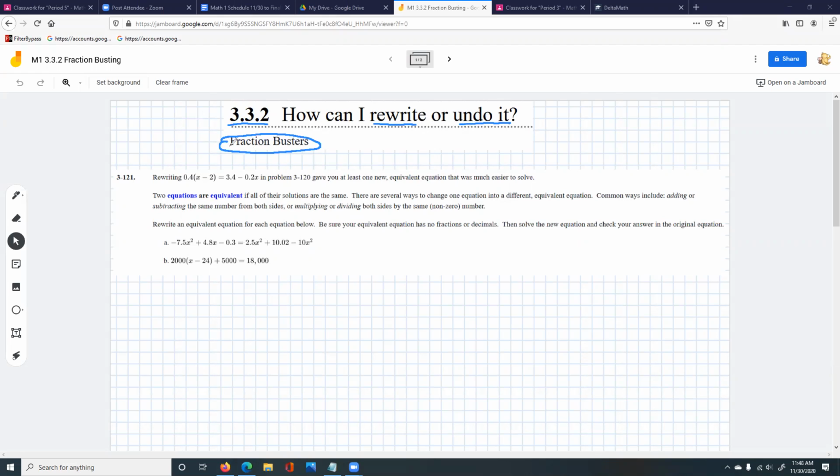Fraction busters. What are fraction busters? It's getting rid of fractions, or decimals. We don't like decimals either. So go ahead and write 3-121. We're going to do A and B right here.